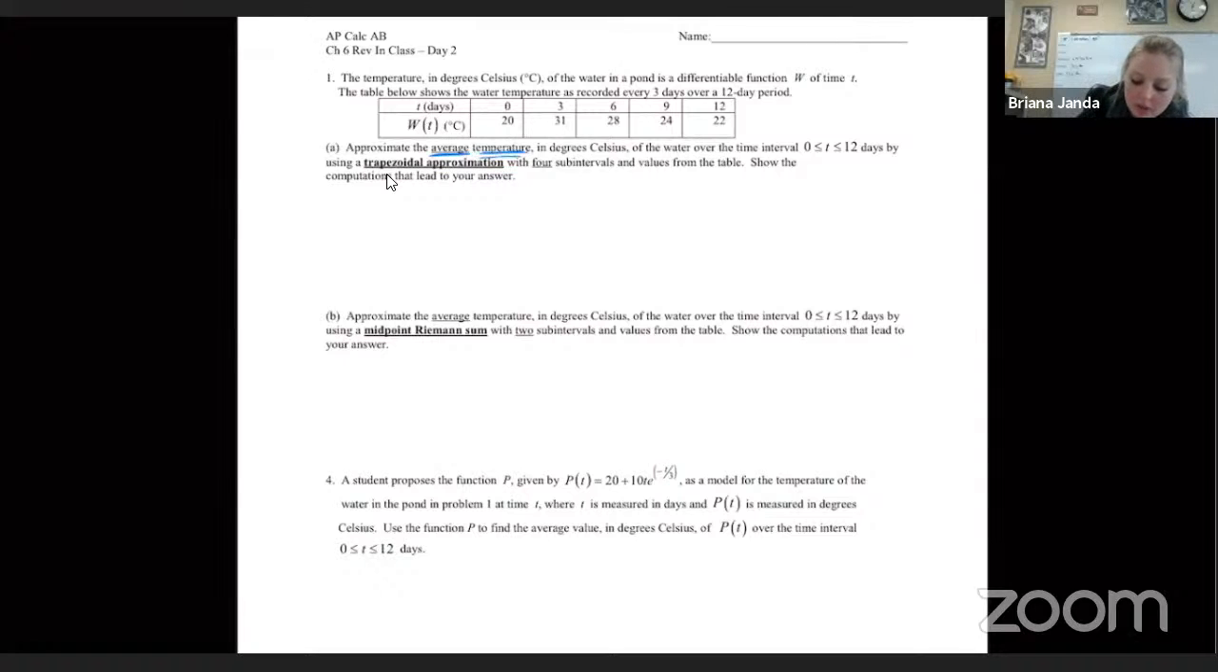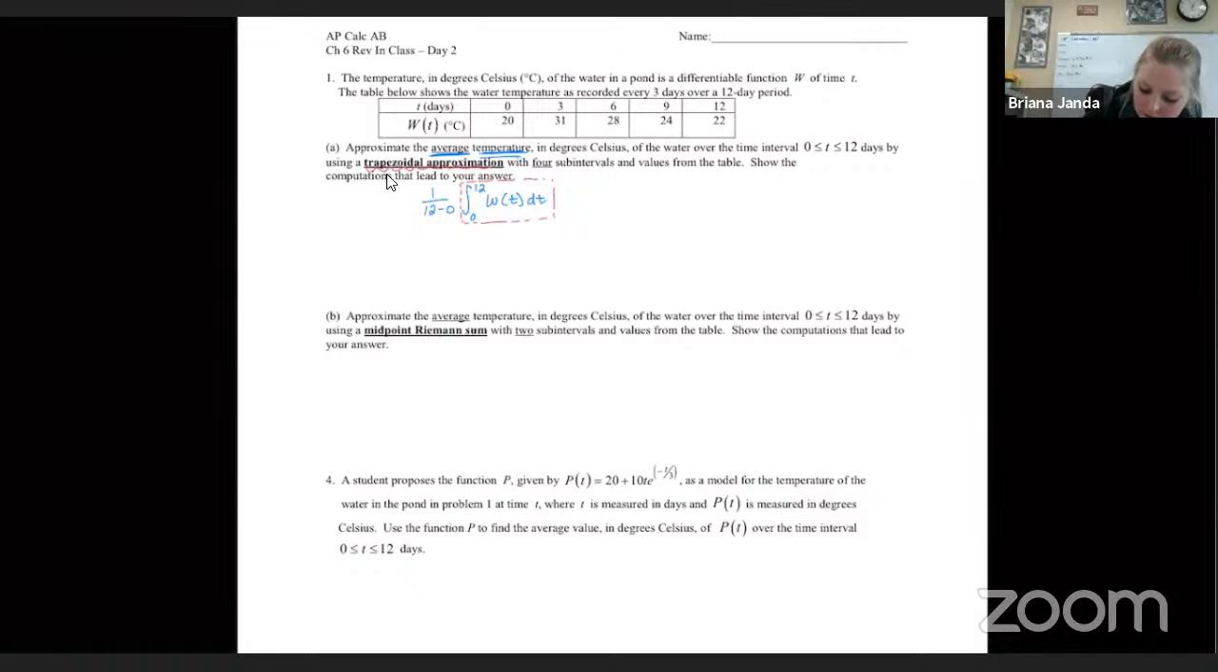And so what we would be doing is using that 1 over b minus a, the integral from 0 to 12 of the function we have, but because we don't actually have w of t to plug into the function, we're going to use an approximation. And so that's where this trapezoidal approximation comes into play, is that I will use that to find our integral value here.